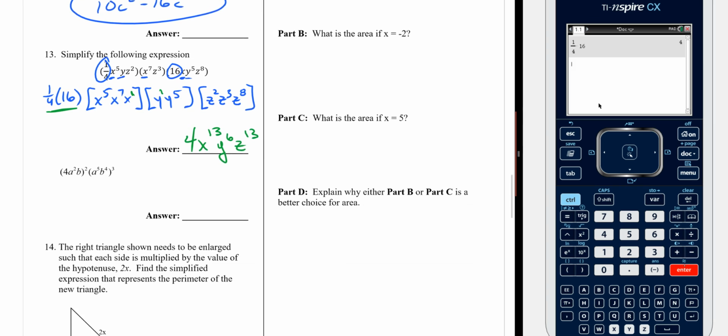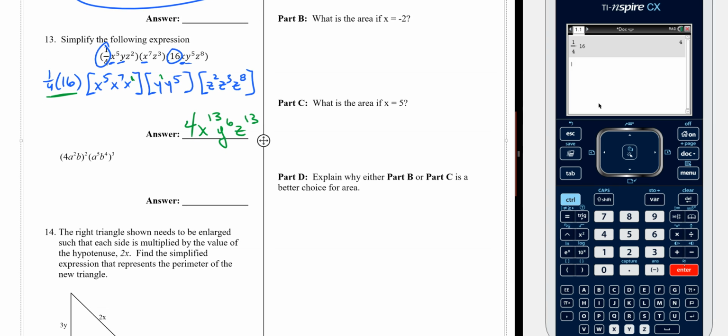I'm going to do the same thing for the second part. So don't forget about the square and the cube. The square means there's 2 of these. The cube means there's 3 of these. So we could write it out twice and 3 times and then do the same thing we did up above, or we can simply distribute that exponent to every term.